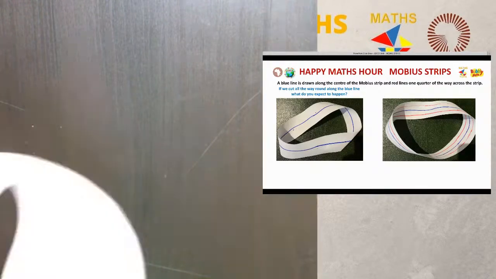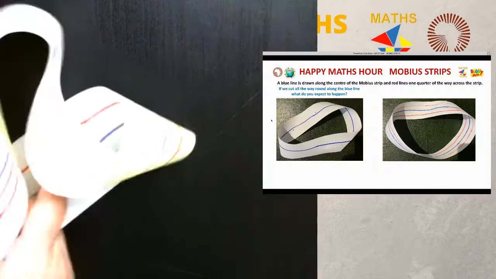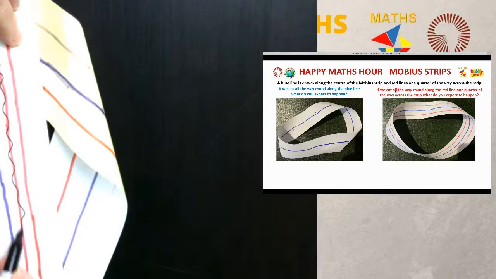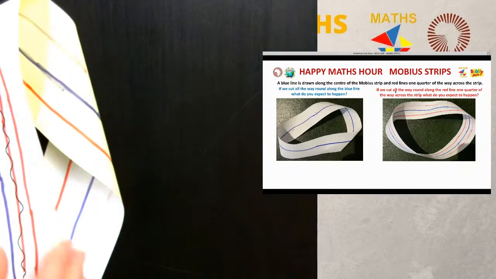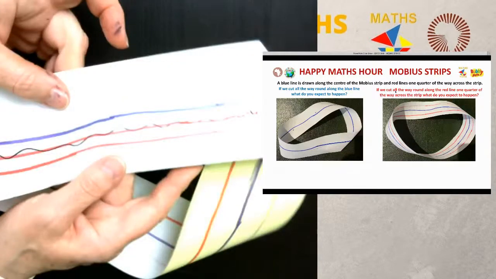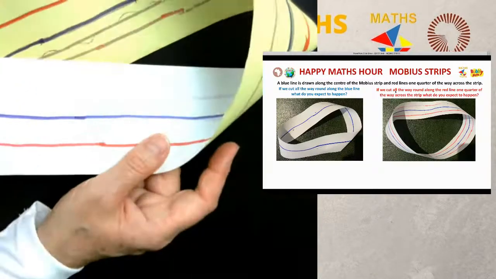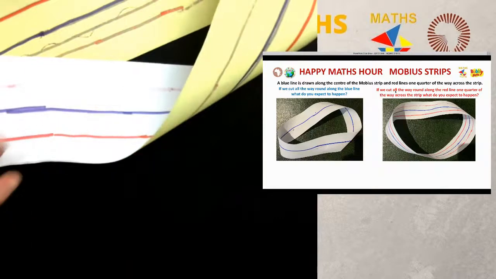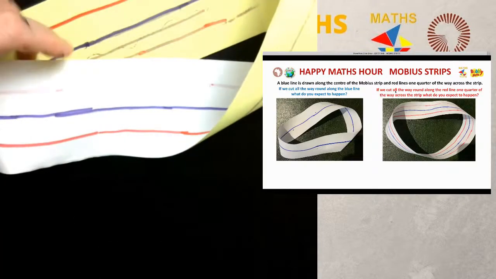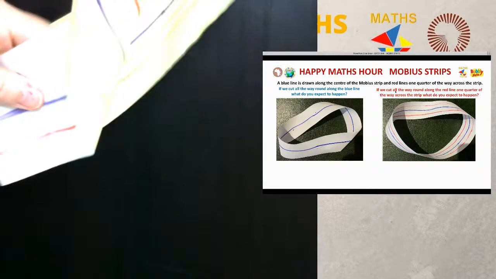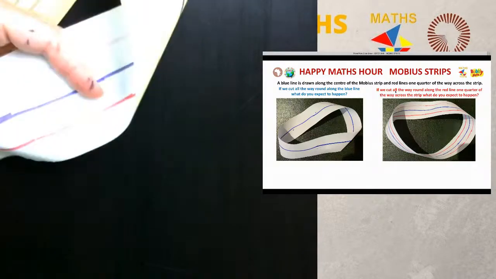Fantastic. Okay, so now what about showing us what happens with the red line? Now the red line is a quarter of the way across the strip. And what do you expect to happen here? Okay, right. Well, I lost my scissors. How can one lose one's scissors when one is doing a live show? I have no idea where they are. Right, okay, here we go. And red line. Keep on cutting.